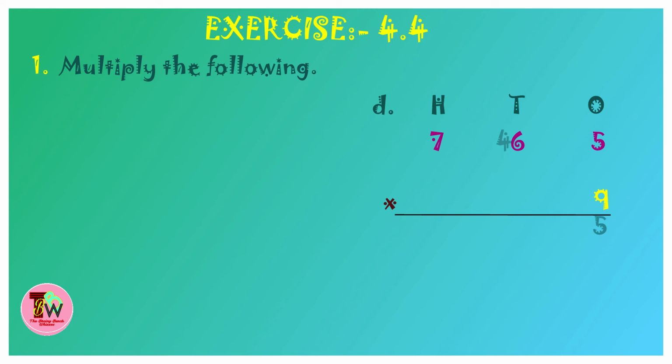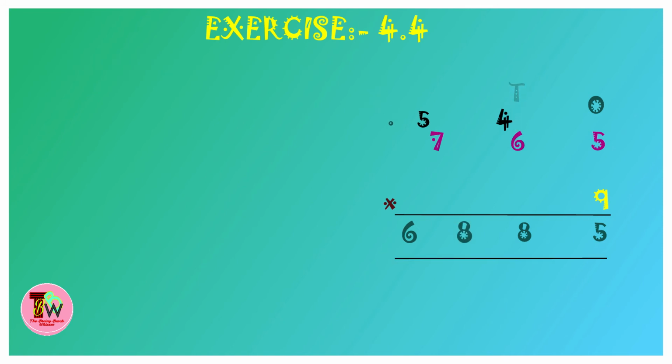And then 6 is written in the tens column, so we have to multiply 6 by 9. 6 9s are 54 plus 4, 58. 8 we have to write in the tens column and 5 is carried over to the hundreds column. And 7 is written in the hundreds column, so we have to multiply 7 by 9. 7 9s are 63 plus 5, 68. 8 you have to write in the hundreds column and 6 we have to write in the thousands column. So the product is 6885.